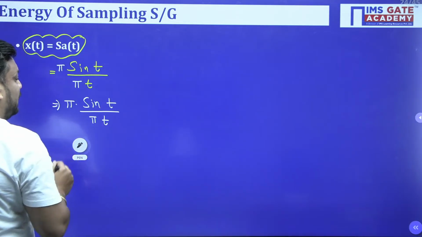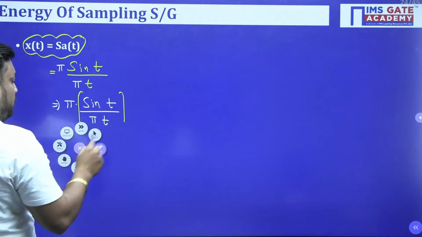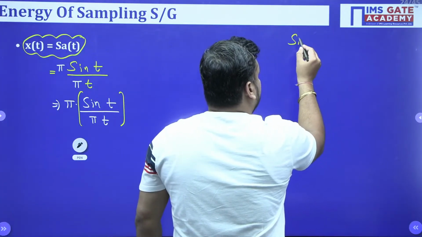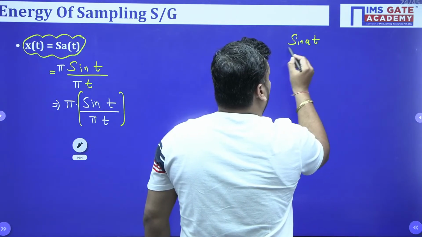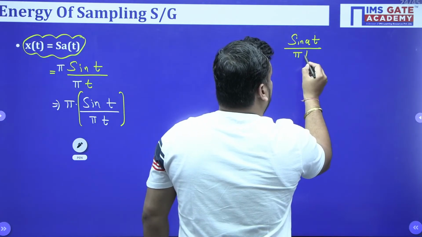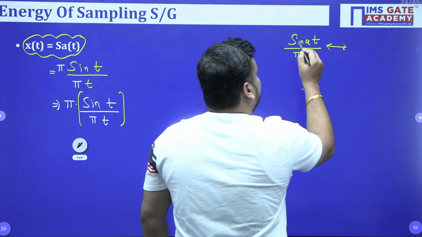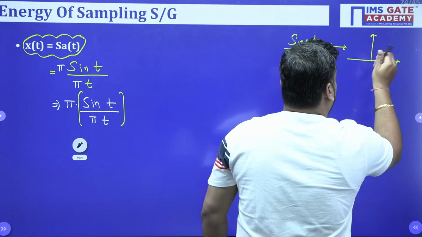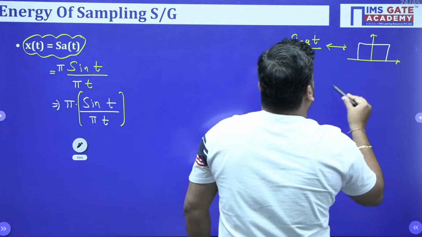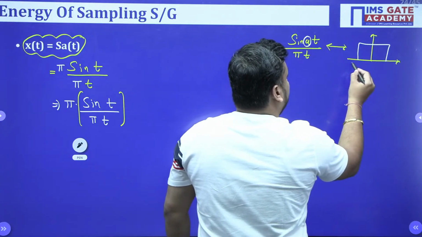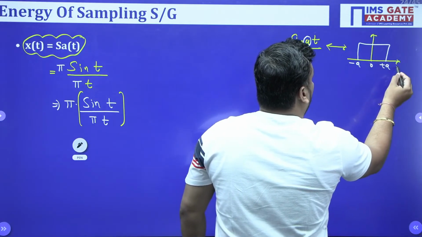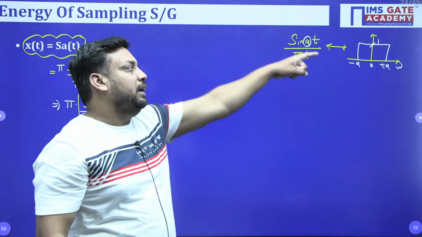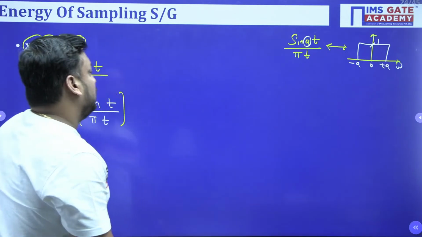Why do I want to write it like this, guys? Because I want to take a Fourier transform and I know this standard form. The standard form allows me to directly write the Fourier transform. Whenever a time function satisfies the expression sin(at) upon pi t, its Fourier transform will always be a rectangular pulse, from minus a to plus a in omega, with magnitude 1.